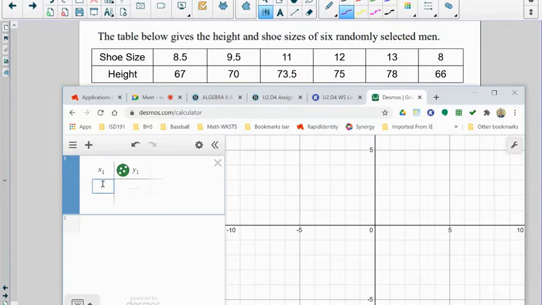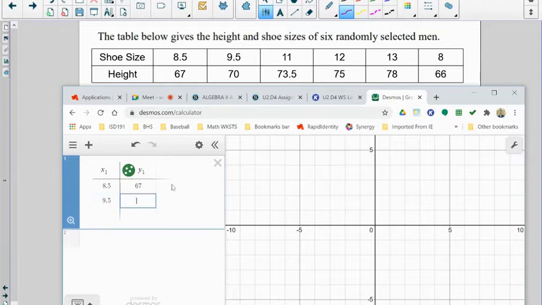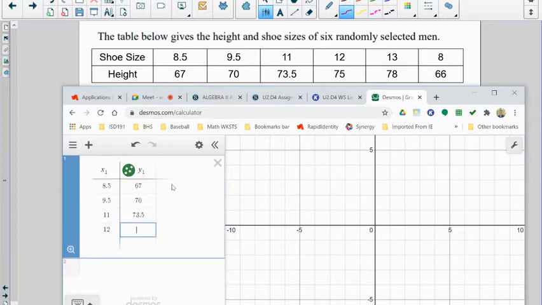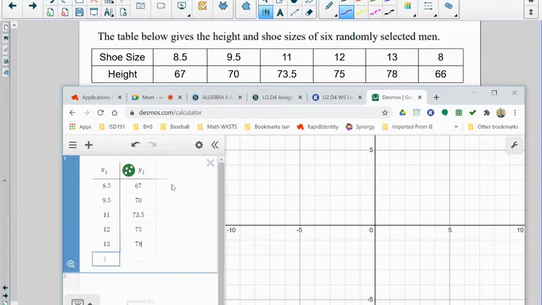So my first shoe size was 8.5. I press tab and I enter the first height of 67. So this first gentleman that had a shoe size of 8.5 was 67 inches tall. We make sure that that matches in our table. I'm going to go ahead and just enter the rest of the data. And again, I'm using tab every time I want to go to the next cell, whether it's to move to the right or to move down to the next line.